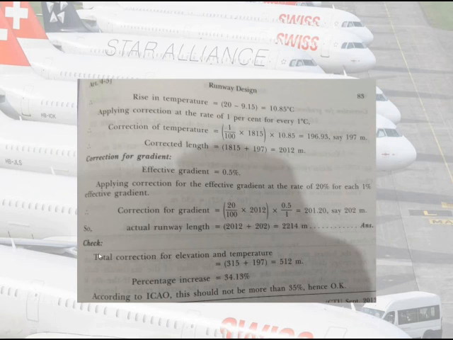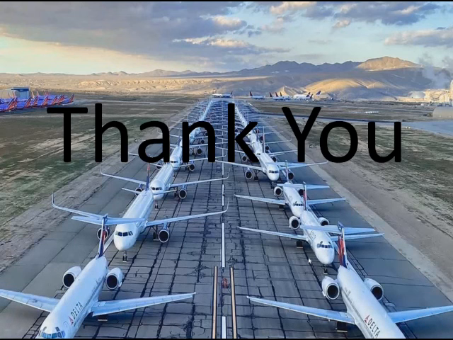Check. Whatever corrections we have applied should not exceed 35%. In order to check the percentage increase in the length of the runway, we check the corrections. The total correction for elevation and temperature is equal to 512. The percentage increase is equal to 34.13, which is less than 35%. Therefore, according to ICAO, this should not be more than 35%, and it is satisfied. Hence, okay. Thank you. Hope you have understood the concepts.